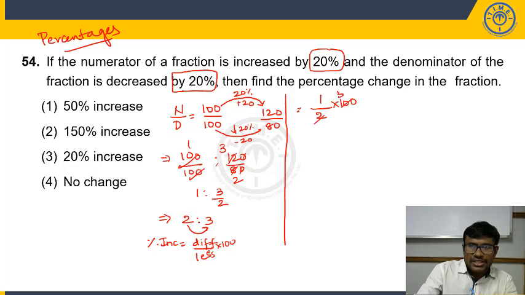So, it is 50% increase. So, there is an increase of 50%. Which option? Option number 1 is your answer. Okay. Let's go to the next question.